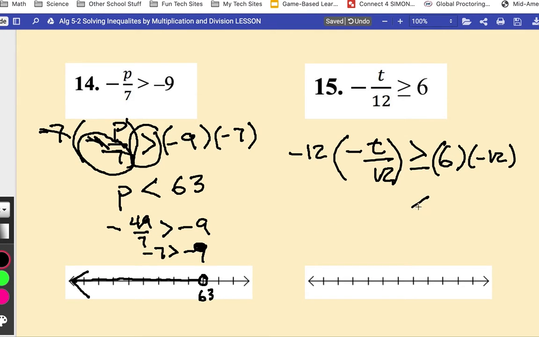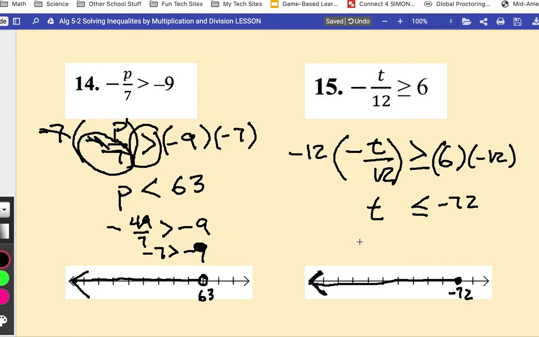So we're going to flip this, and then you have t is less than or equal to 6 times negative 12, which is going to give you negative 72. So any values that are less than or equal to negative 72. So we're talking about very small numbers here, right? So let's try one that falls in that. And I'm going to pick something that's divisible by 12. Well, let's try negative 96.